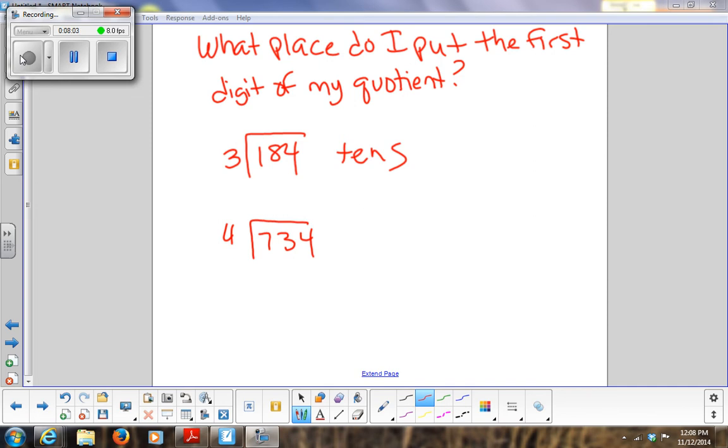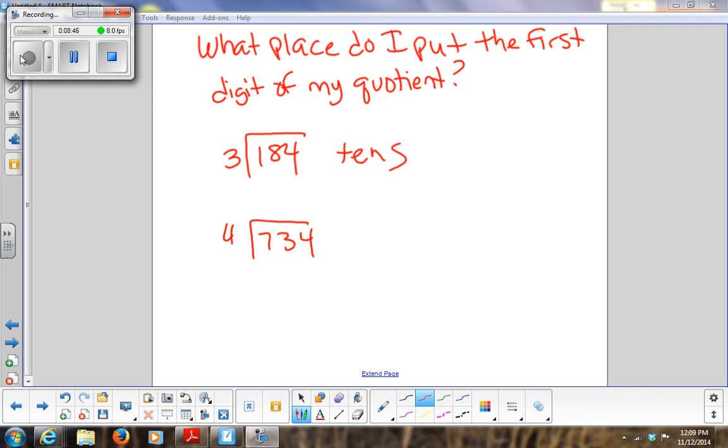First digit of my quotient should go above what place value? Put it down. Okay. Show me in 3, 2, 1. It goes in the ones place. Okay, it should go into the hundreds place.